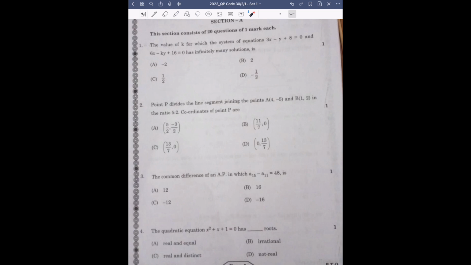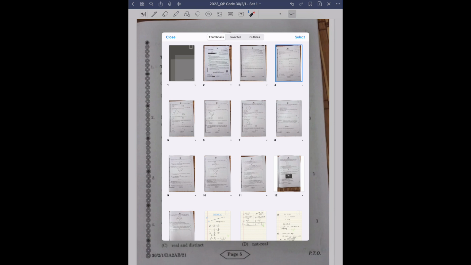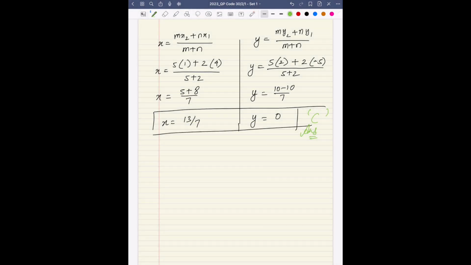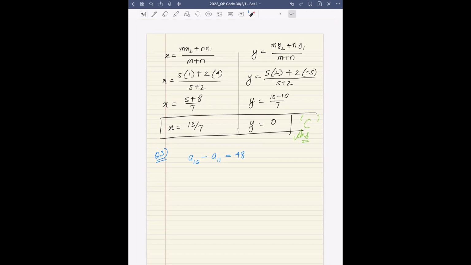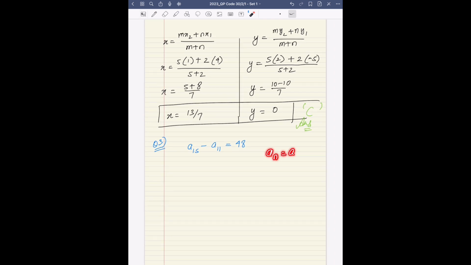Third question says the common difference of an AP in which A15, meaning 15th term, minus 11th term is 48, is how much? Again, these are all easy questions. You take question number 3 and you straight away write A15 minus A11 is equal to 48. I hope you guys are aware of the general formula: An is equal to A plus n minus 1 times D. Right? So just substitute the values.